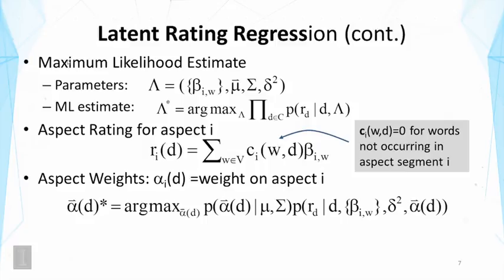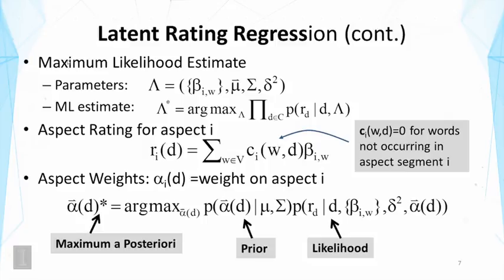Now, what about the aspect weights? Alpha sub I of D, well, it's not part of our parameter, right? So we have to use the Bayesian inference to compute it. And in this case, we can use the maximum a posteriori to compute this alpha value.